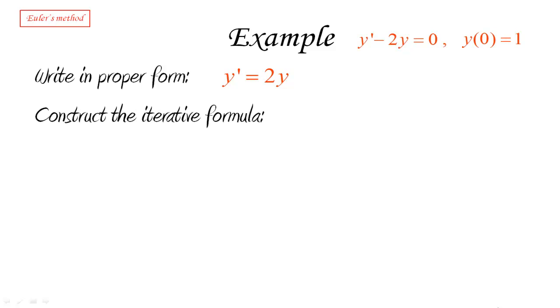Next, we're going to construct the iterative formula. Remember, in order to construct the iterative formula, we're going to say that yn plus 1, the next y coordinate, is going to be equal to the previous y coordinate plus the value of the function at the previous point times h. But in this case, the function of xn, yn that we're looking for, remember, what is it? It is the slope formula. So it's just 2y. And so we're only going to evaluate it at yn.